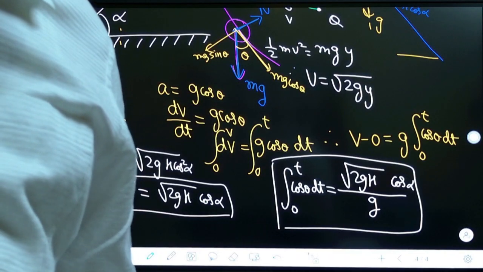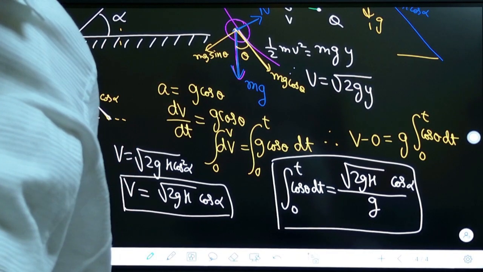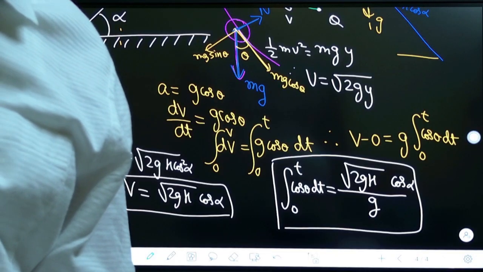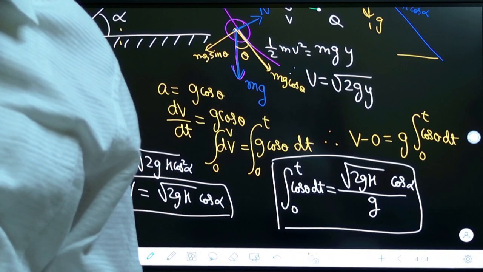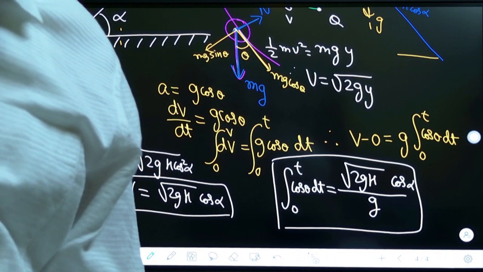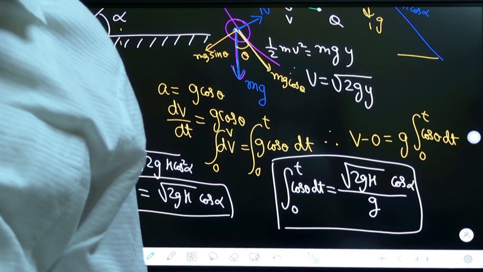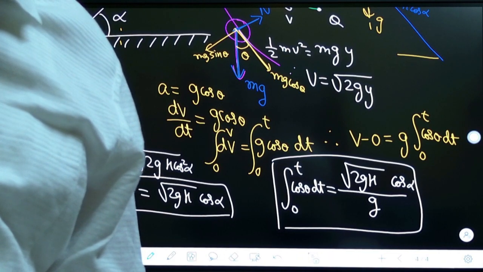Then let us take some other type of question. If an object is projected from height h at an angle of 45 degrees to the horizontal, it lands at a horizontal distance r from the point, and the velocity of projection should be.